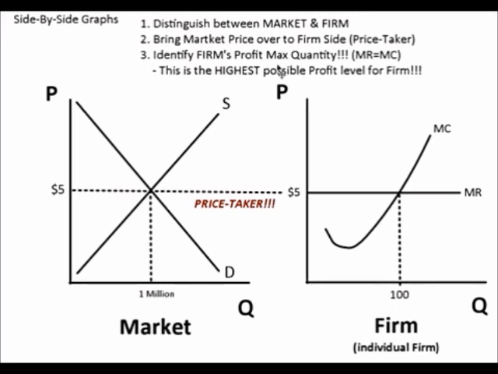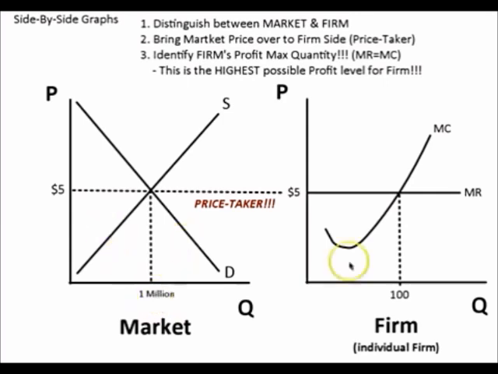Now, we will not have a side-by-side graph in any of the other competition types. This is the only one that we have this side-by-side graph. And it has to do with the fact that the firm is such a small percent of the whole, we want to look at both sides. On the market side here on the left, the supply represents all of the suppliers in the industry that we're dealing with. The demand represents all of the buyers. So if we take a look at the entire market, in my example the equilibrium quantity established by the market is 1 million products, whatever that product may be, say corn, 1 million bushels of corn.